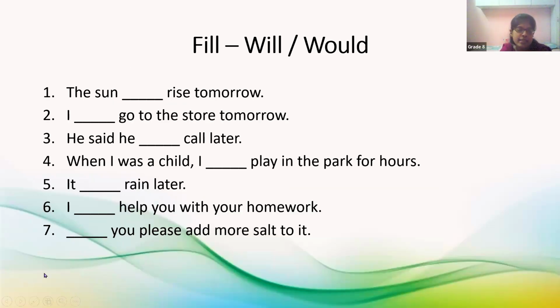Here, this is your sentence. The sun dash rise tomorrow. Go ahead, children, you don't have to ask. Arush, good answer. Will. The sun will rise tomorrow. Of course, it is very certain, no? So for certain sentences, which is no possibility, it is certain, future. So we use will. Next one.